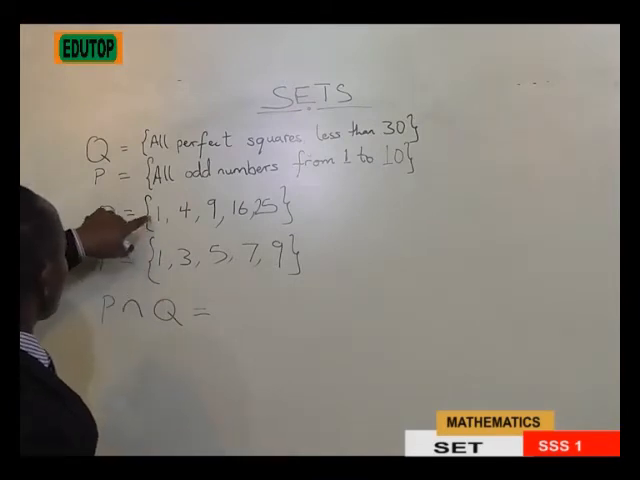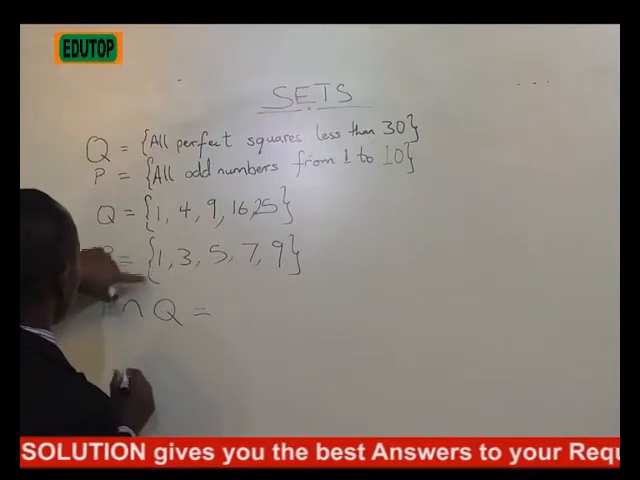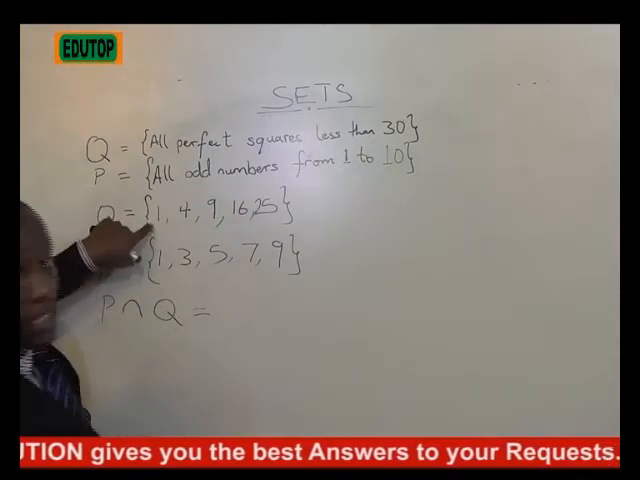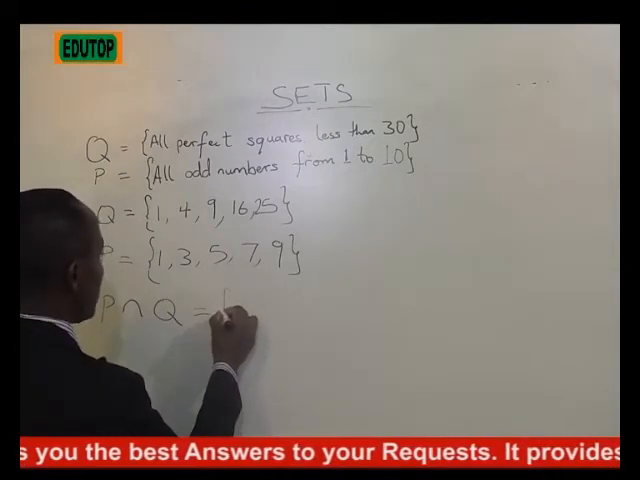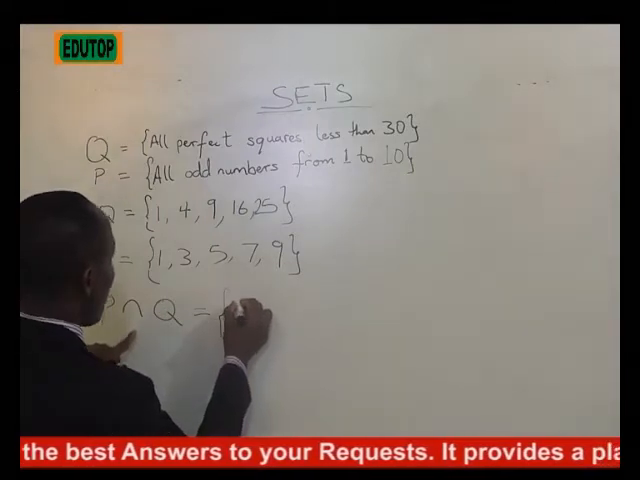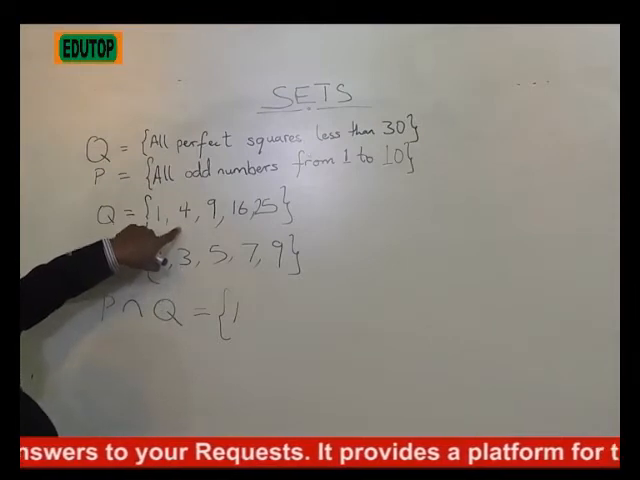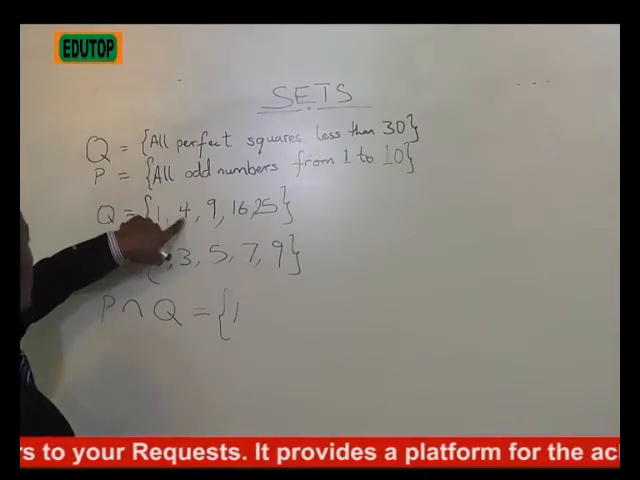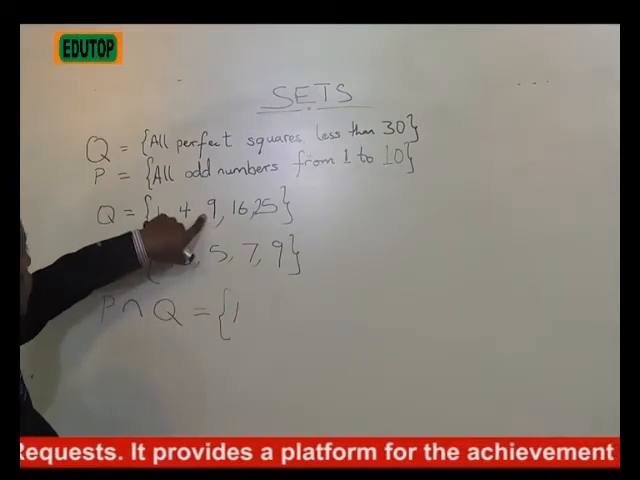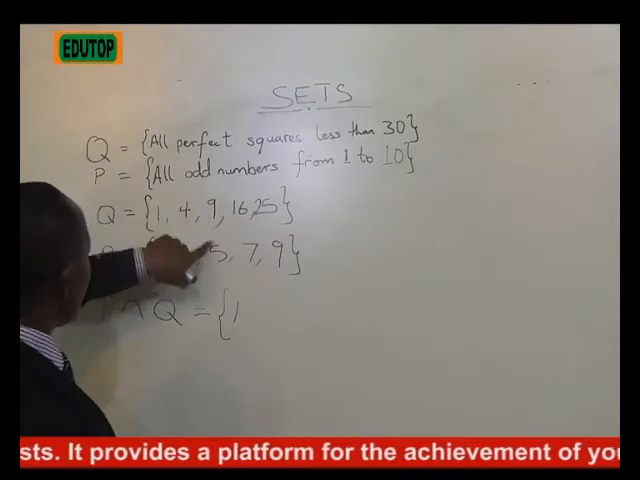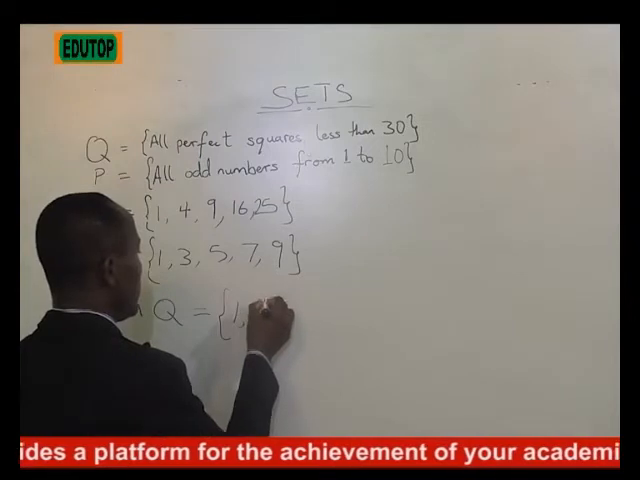One, we can find one in Q and we can find one in P. So if you have to list the elements in P intersection Q, we have 1. We can find 3 in P, but we can't find 3 in Q, so it's not part of it. We can find 4 in Q, but not in P. We can find 5 in P, but not in Q. But we can find 9 in P and also in Q. So we have 1, 9.